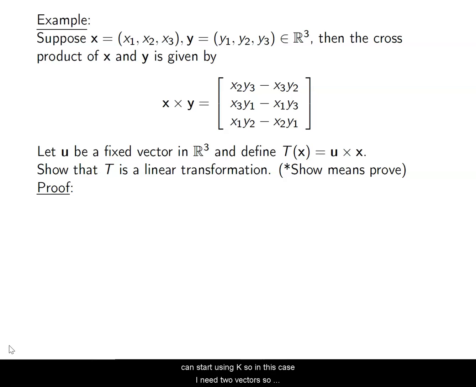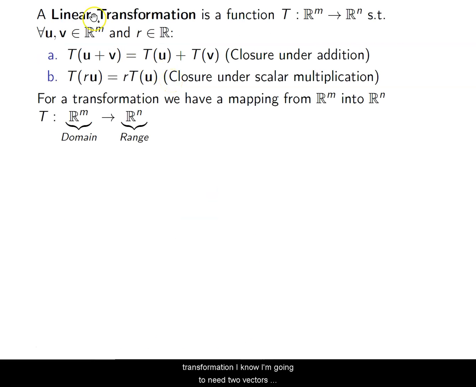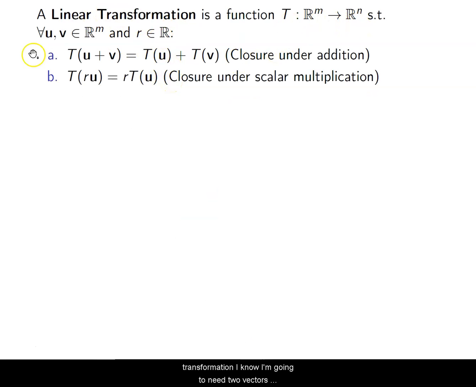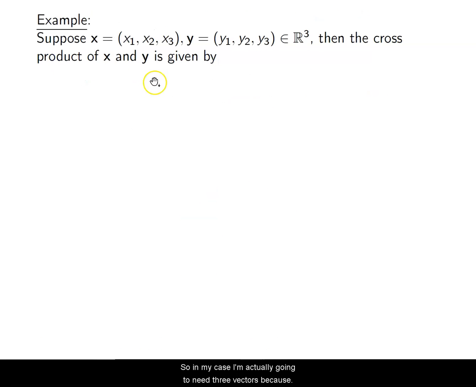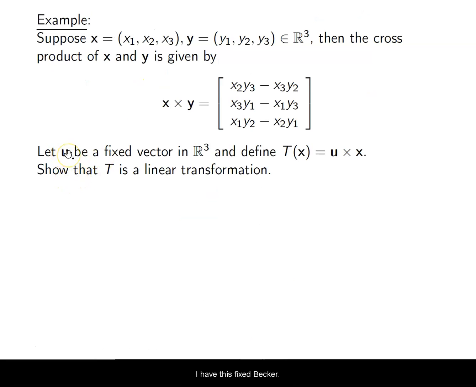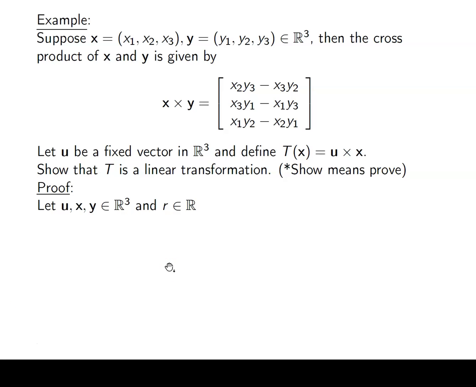So in this case, I need two vectors. Just from looking at the definition of linear transformation, I know I'm going to need two vectors and I'm going to need a scalar, okay? So in my case, I'm actually going to need three vectors because I have this fixed vector, right? So I have to say I have those three vectors and the fixed scalar, and then I can start to do some math, right? So I'm going to say let u, x, and y be elements of R3.